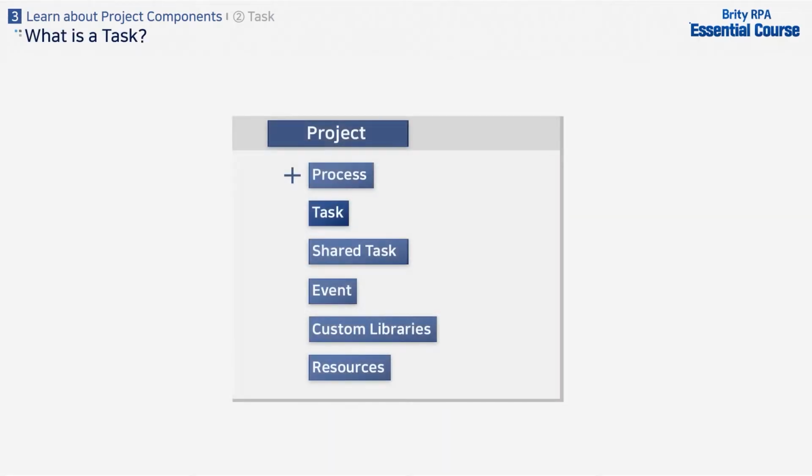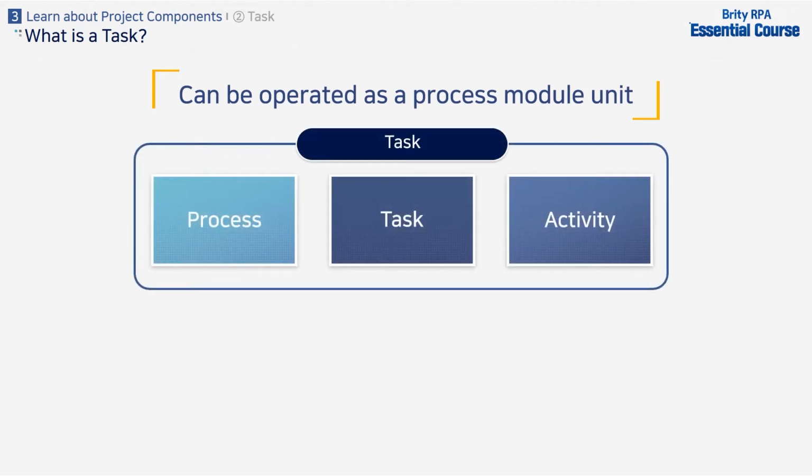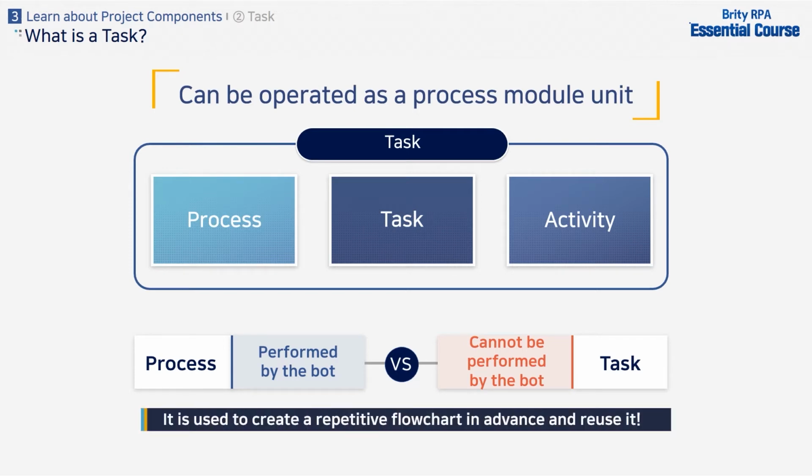Next, let's look at the task as a project component. Task can be operated as a process module unit, and it has the same components as a process. However, the process is the automated task performed by the bot, while the task cannot be performed by the bot. Although the task is not an automated task unit performed by the bot, it is used to create a repetitive flowchart and reuse it by calling it from multiple processes or tasks.